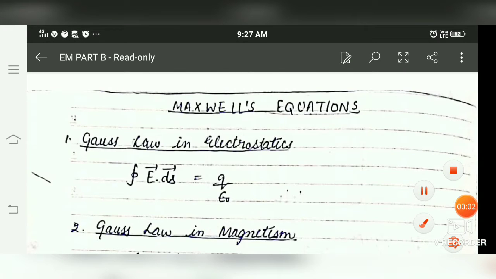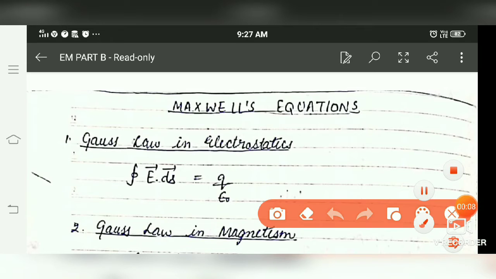Next is Maxwell equations. Now we have four Maxwell equations. The first Maxwell equation is called Gauss law of electrostatics. Second is Gauss law of magnetism or magnetostatics. What is Gauss law of electrostatics?